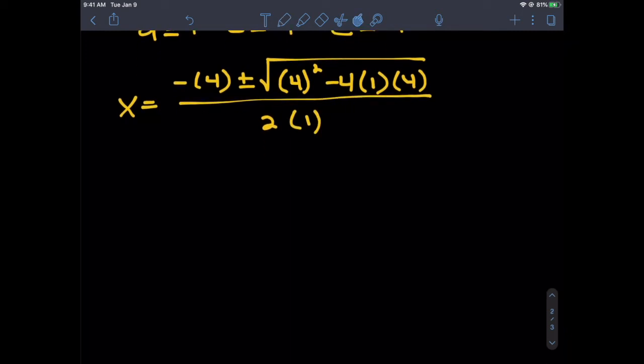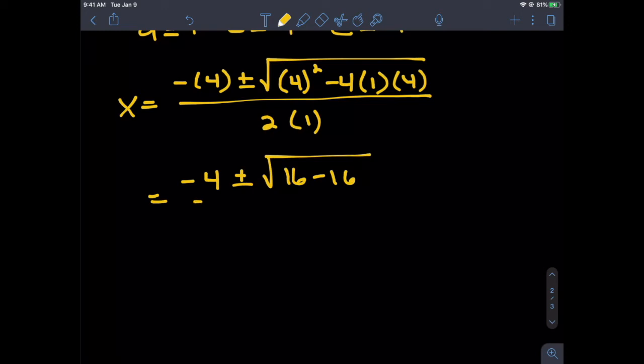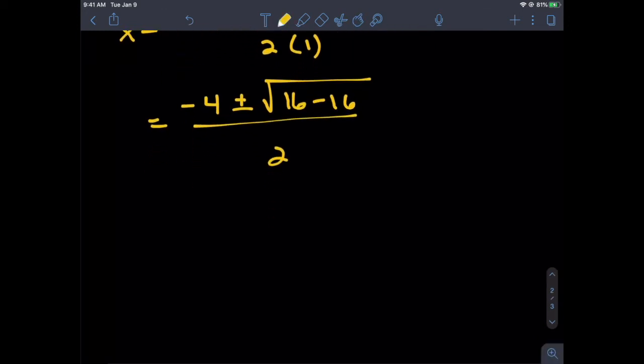is 1. Evaluating is going to get us a negative 4, plus or minus 4 squared is 16. Negative 4 times 4 is negative 16. Close the square root. 2 times 1 is 2. And in our next step, we are going to simplify underneath the radical. And of course, 16 minus 16 is going to give us 0.